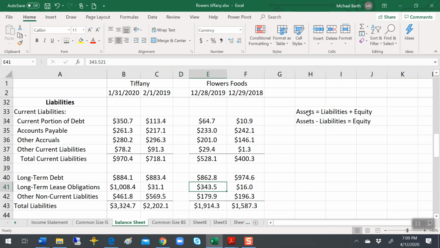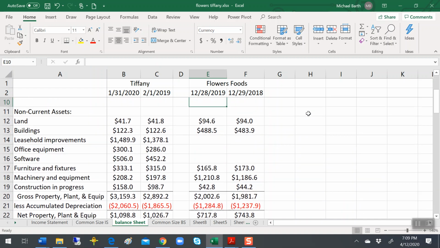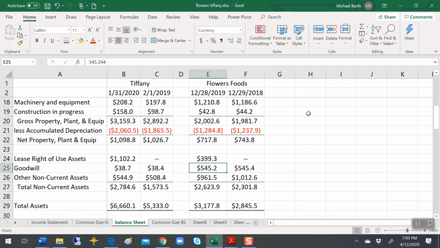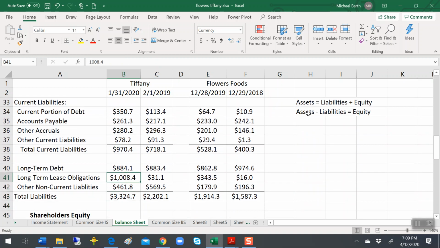There was an accounting change, and that's where companies started reporting long-term lease obligations, some of which they didn't used to have to report. So you also see an increase in the assets, because if we go up here and look at lease right of use assets, they were zero, they weren't reported at all, and now they're about $1 billion, which is roughly the same amount as the lease obligation.